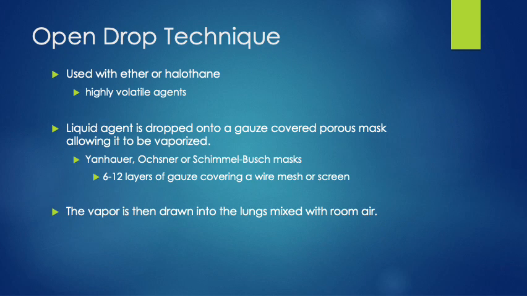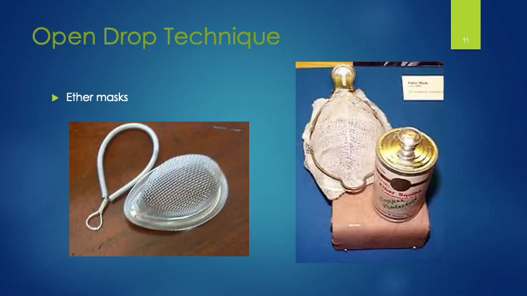What's really neat on the next slide are some pictures of these masks. If you ever get the chance to go to Mass General Hospital, they have an anesthesia museum, and they have these different masks there. That's pretty cool to see. The vapors are then drawn into the lungs mixed with room air. Here are the ether masks that we used and I referenced on the previous slide.